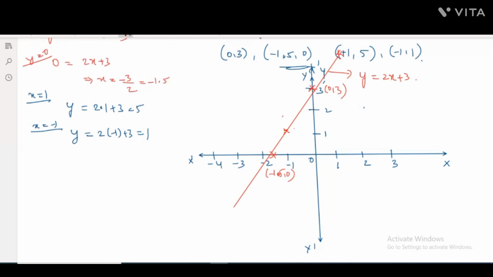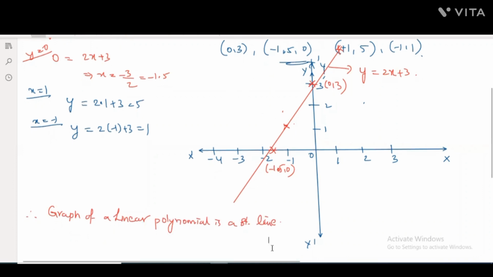So what we understood from this is that the graph of a linear polynomial is a straight line. This is the graphical representation of a linear polynomial.